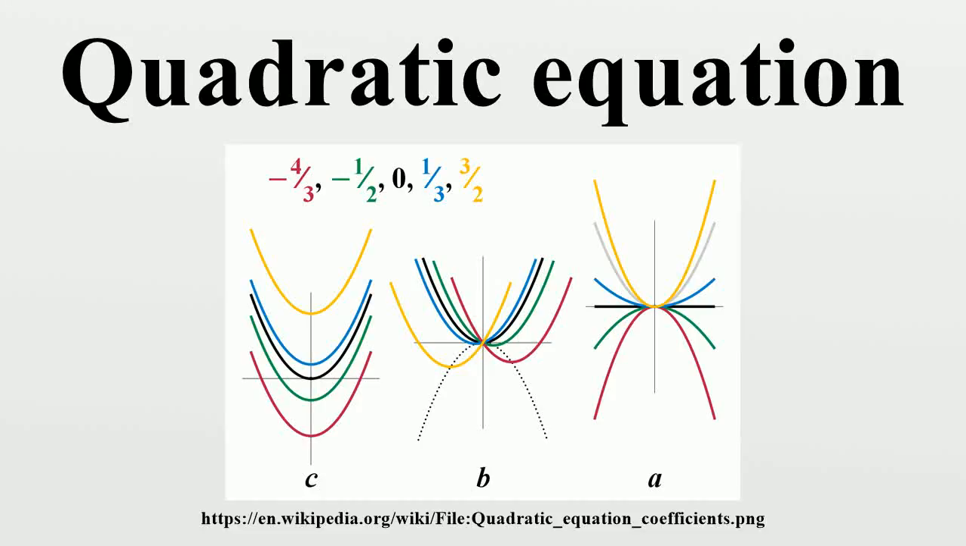For the case of more than one variable, see conic section or quadratic form. In elementary algebra, a quadratic equation is any equation having the form ax² + bx + c = 0, where x represents an unknown, and a, b, and c represent known numbers such that a is not equal to 0. If a equals 0, then the equation is linear, not quadratic.